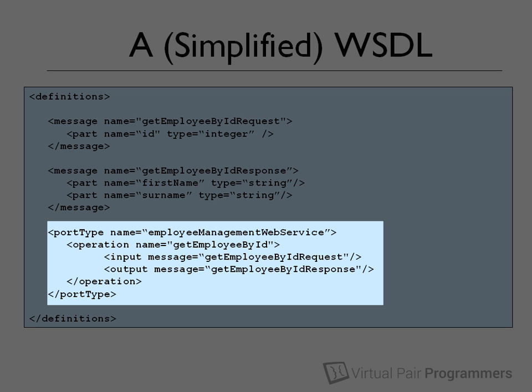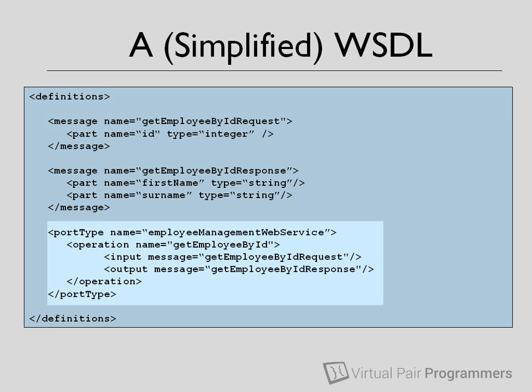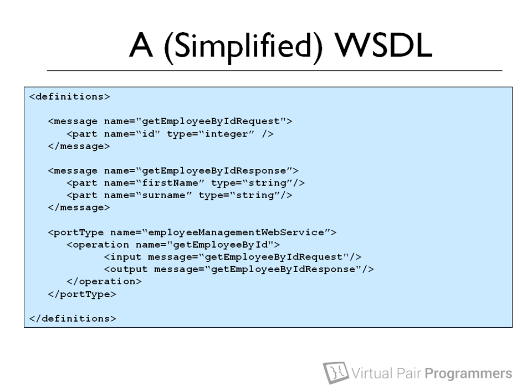It's telling us that the input for the getEmployeeByID service is the getEmployeeByID request message. That's the message that was defined higher up in the WSDL. And the output from this operation is going to be getEmployeeByID response. And I hope you can see that by doing it this way, these messages can potentially be reused by other operations on the web service. So that's a very simple description of what a WSDL is going to look like. As I said, we'll see a proper one quite soon.